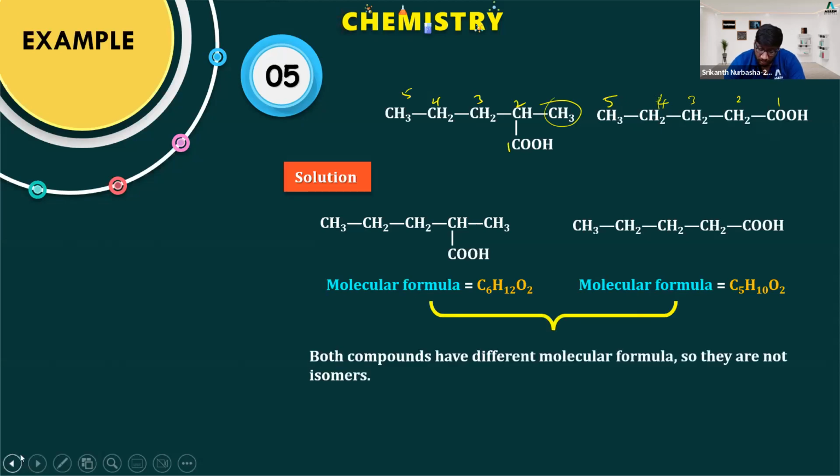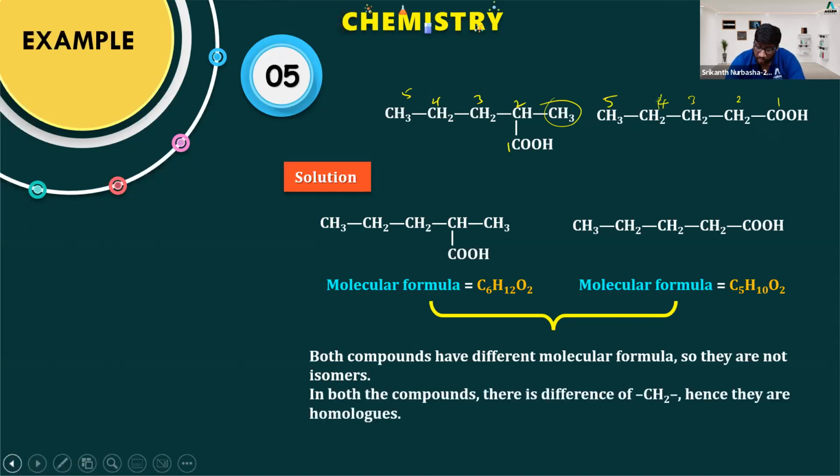Both compounds have different molecular formulas, so they are not isomers. In these compounds, there is a difference of CH2. They are said to be homologues. So look carefully. The molecular formula has to be the same. Then only can we comment on isomerism.